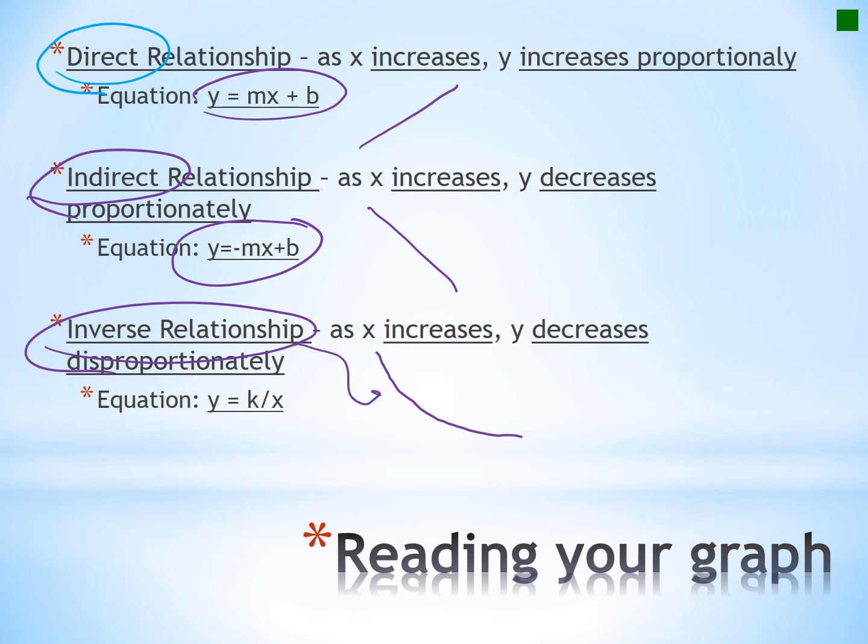So this would be an inverse relationship. This would be an indirect. An indirect, once again, is just a negative line. And this would be a direct line, where as one increases, the other increases. Indirect is where one increases, so if I was going along this one, the other one decreases. And inverse is where one increases, the other decreases, at not the same rate.